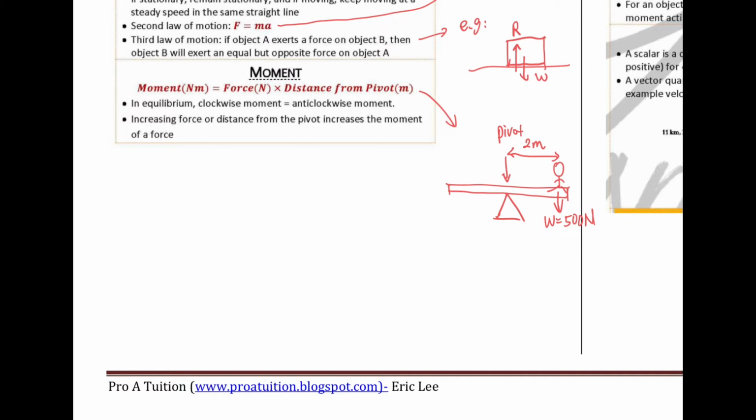So when you count moment, we have to determine whether this is a clockwise moment or an anti-clockwise moment. So how do we determine that? We take the pivot as the center, and imagine that this is the center of the clock. If this is the center of the clock, then this direction is clockwise moment. So this is clockwise.